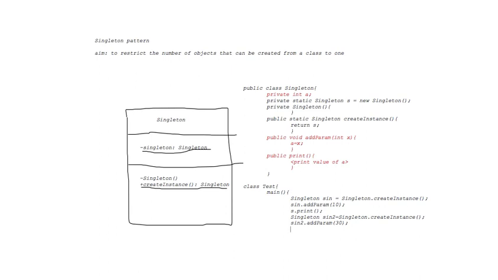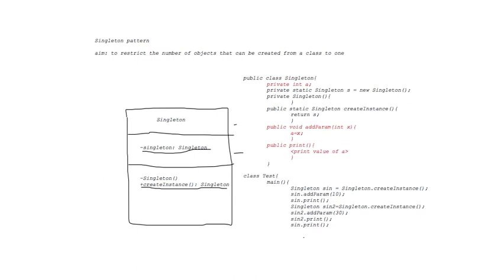But now, we call sin2.print, okay, it will show the value 30, no problem. And if we invoke the print method for sin, what will happen? You can code this and see. This will also show 30, because two objects are not created, only one object is created and it is accessing only this variable of that single object.